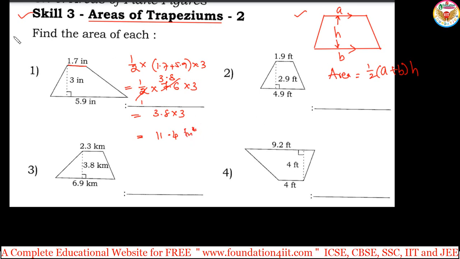Use this formula: the area of the trapezium is 1 by 2 into a plus b into h. A plus b is the sum of the parallel sides, and h is the distance between the parallel sides. Use that property or formula to solve the problems.